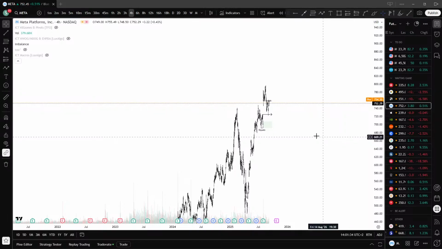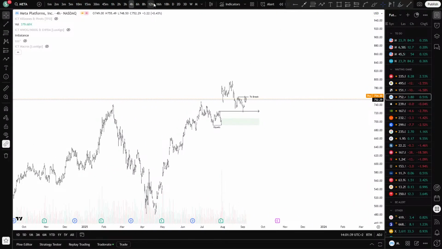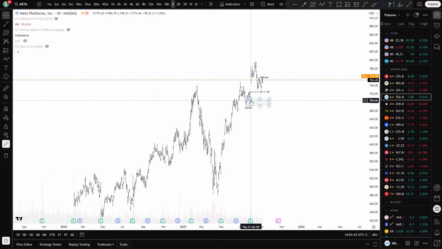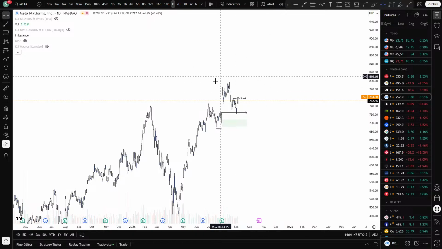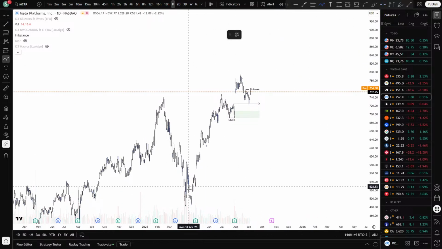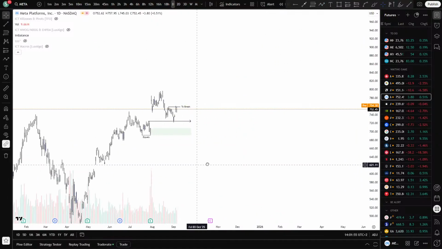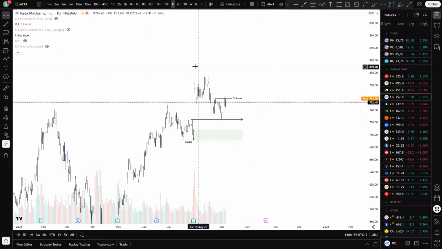Meta. Alright, let's look at what is happening right here. Pretty much the same case as every other stock. We created new all-time highs, and from there we are cooling down a bit. On Meta it is not really cooling down, it is just putting in a higher low for a new higher high. So we will have to look for local entries.